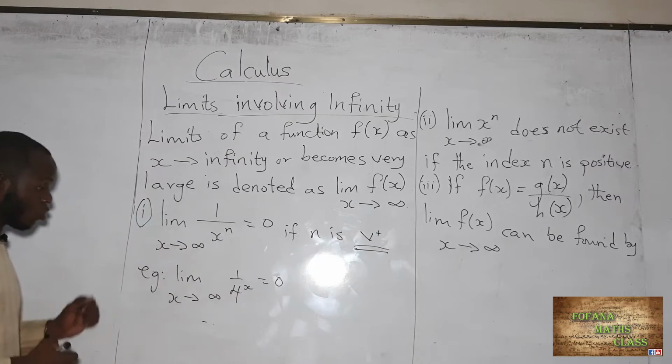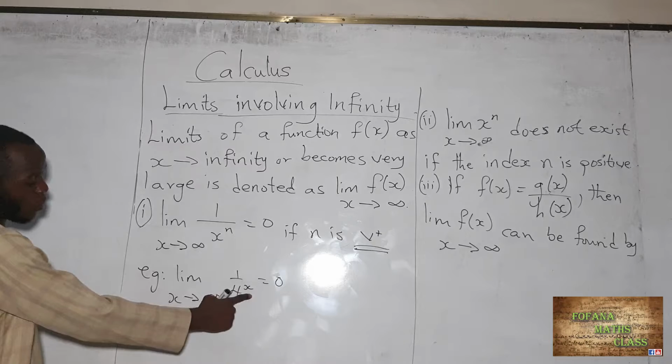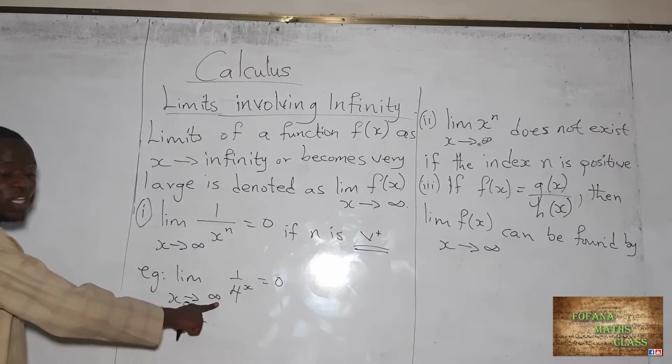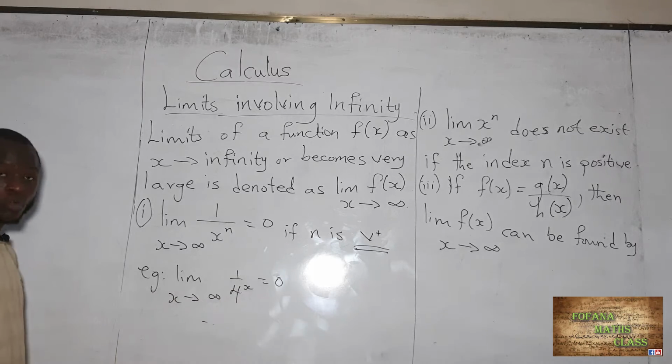a positive value. An example is if you have a limit of 1 over 4 to the power x, and x is approaching infinity. When you put the infinity value here, you should be getting 0. That is the example.